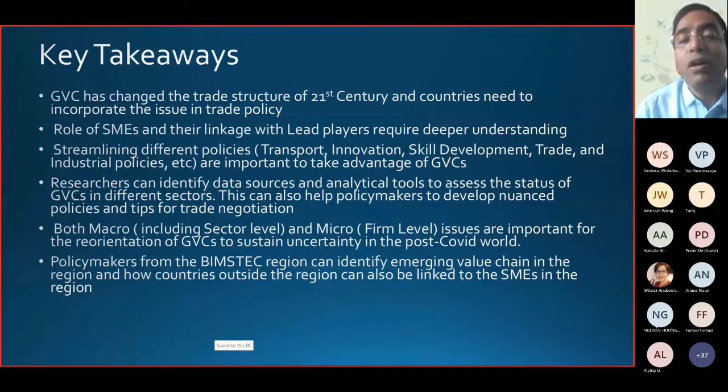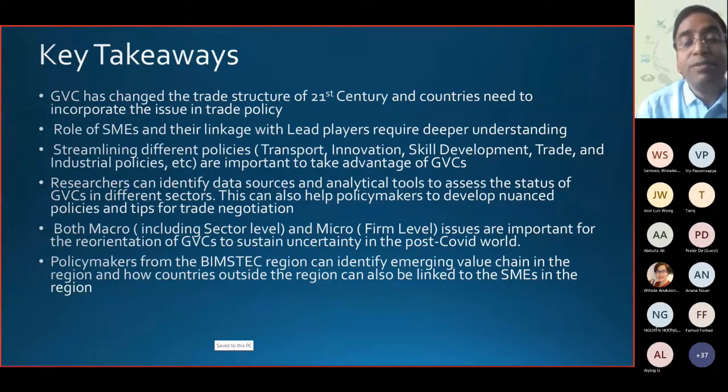So both at the macro level and at the micro level, issues are important because firms need to understand how the policies are being made, and government needs to understand how firms are likely to participate in the new policies. So both sides, back and forth information is very important, especially in the post-COVID world, to reduce the uncertainty. These discussions are very, very important.